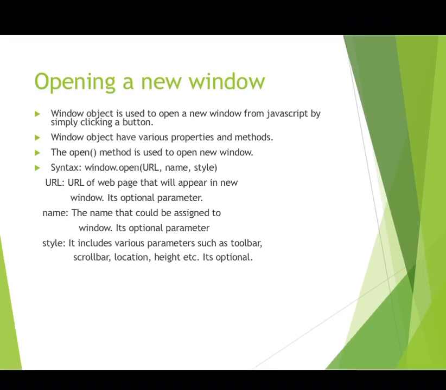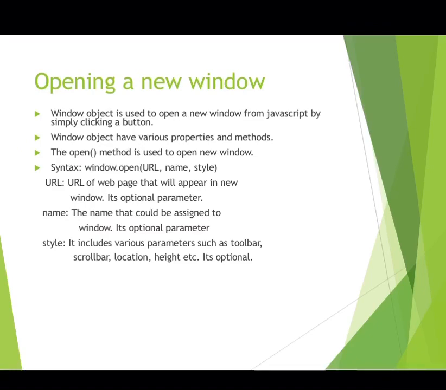Now let's see the syntax. Window is our object, so window.open will open a new browser window. It has certain attributes. The first attribute is the URL, the second is the name, and the third is the style. The URL attribute specifies the web page that is going to open in the new window. It is an optional parameter. You can open a blank window, or if you specify the URL of a particular web page, that page is going to open in the new browser window.